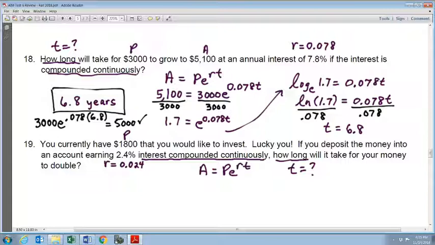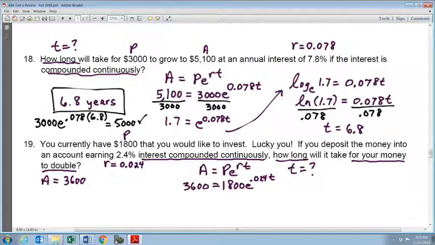And how long will it take for your money to double? Well, we need 1,800 to double. That would be 3,600, just 2 times 1,800. So that's going to be our A. So let's go ahead and plug in our numbers. A is 3,600. P is 1,800. And it's 0.024 times t. So we're solving for t again.